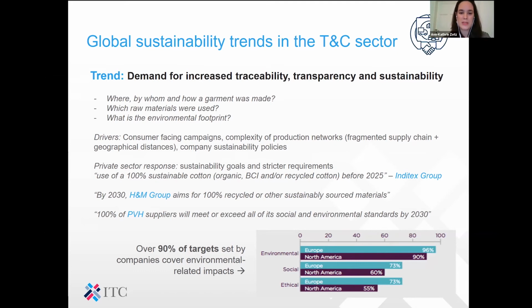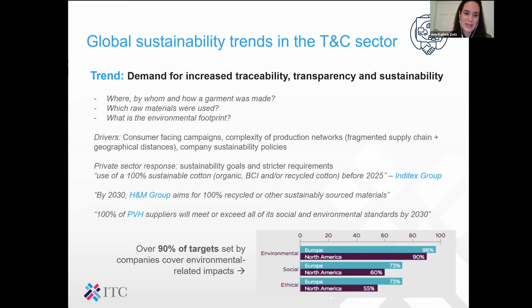So to the public, we see statements communicated, such as, for example, by the Inditex group, saying a use of 100% sustainable cotton before 2025, or by H&M saying by 2030, we're aiming at 100% recycled or other sustainably produced material. And then by PVH, we also have a similar statement. And the list goes on. Many companies have gone forward with those. And as you see, the clock is ticking. So we are approaching those deadlines the companies have been setting.